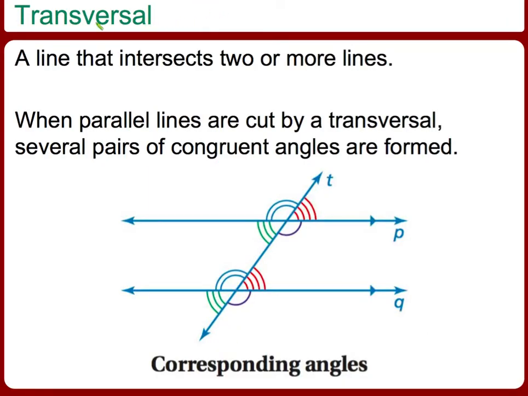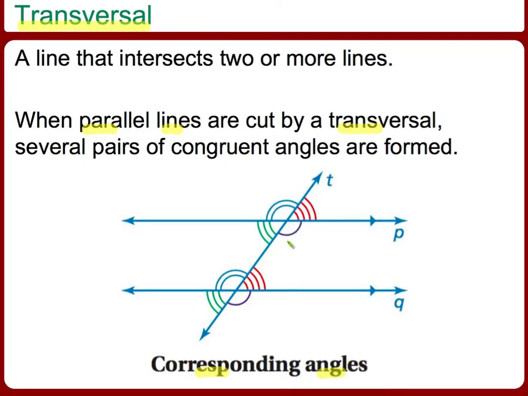So our next vocab word is called a transversal. A transversal is a line that intersects two or more lines. Now we have a special case. Our special case is when parallel lines are cut by a transversal. We make several congruent angles. And the angles that are congruent are the corresponding angles.